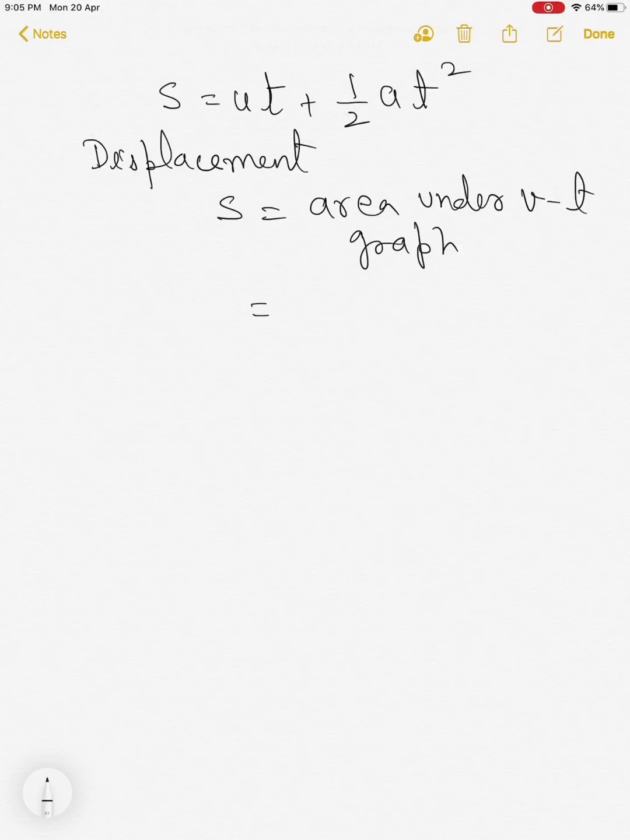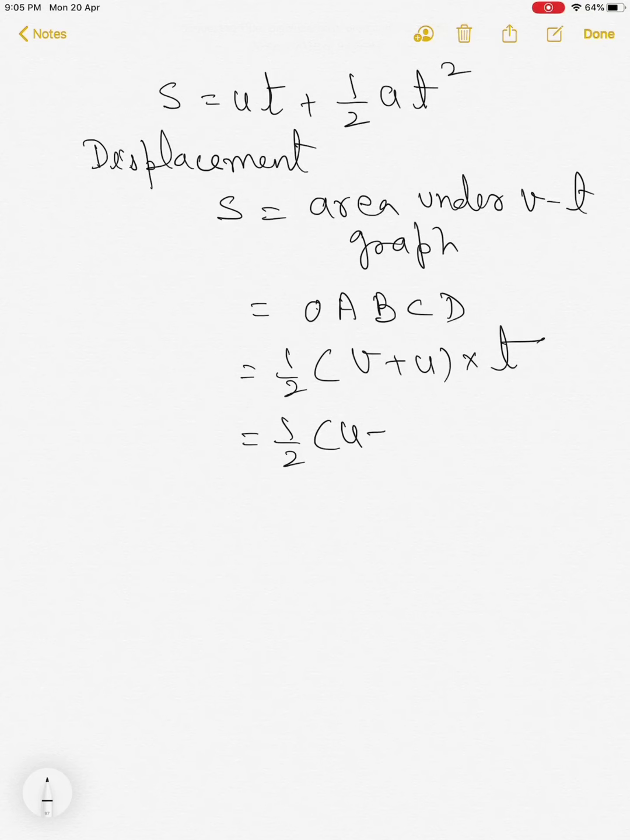So, it will be O, A, B, C, D. It is a trapezium, so it will be half the sum of parallel sides, v plus u, into t. And we know that in the first equation of motion v is equal to u plus at. If we calculate, then we will get s equal to ut plus half at square.